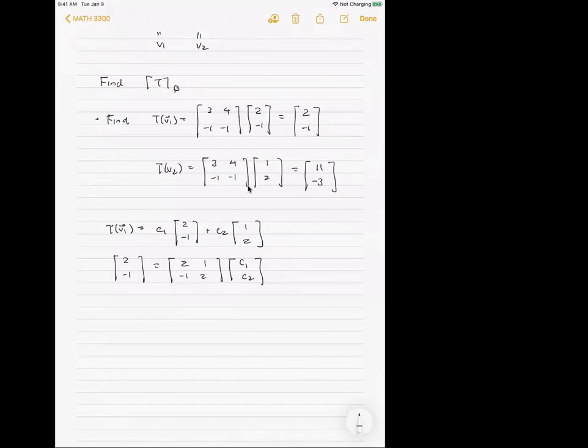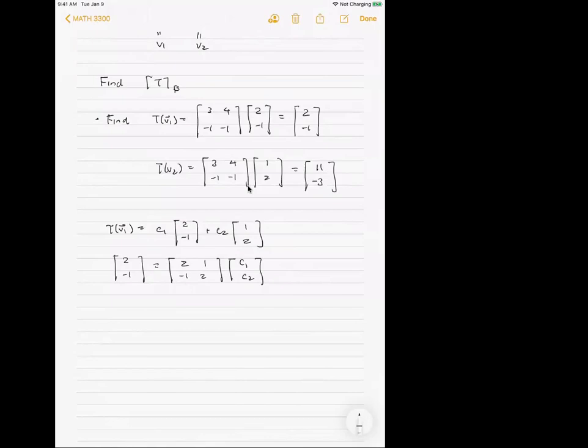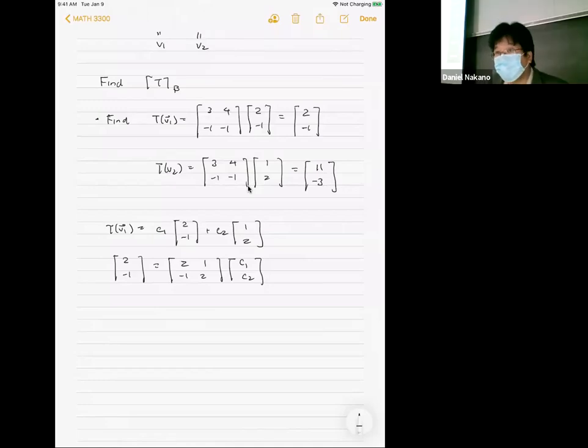Gaussian elimination. You put (2, -1) with the other matrix and then do Gaussian elimination. Right, so there are several ways we can do this. We can use either Gaussian elimination, or we can also find the inverse.